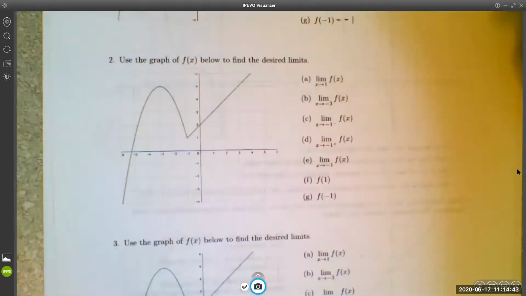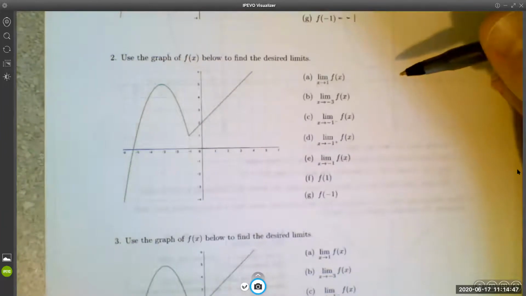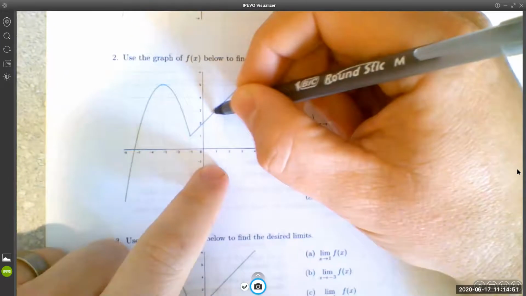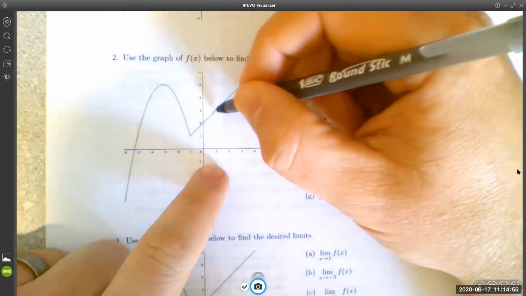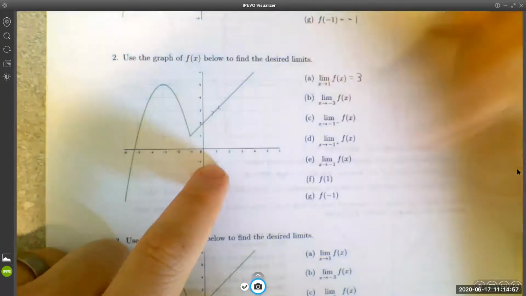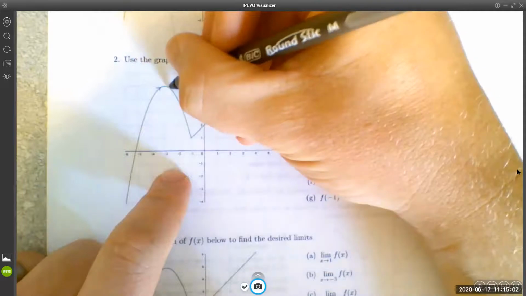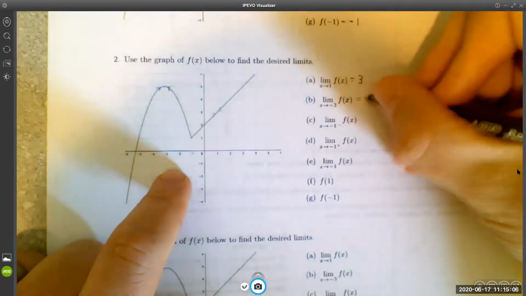Let's do another example. Same limits and function values, but a different function this time. Limit as x approaches 1. From the left and from the right, it looks like we're approaching the same value, and it looks like the value we're approaching is 3. Limit as x approaches -3. From the left and from the right, it looks like we're approaching the same value. That value is 5.